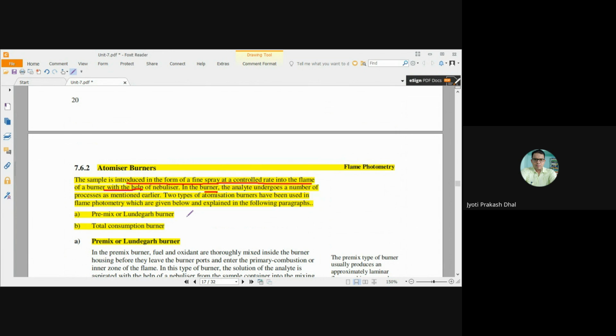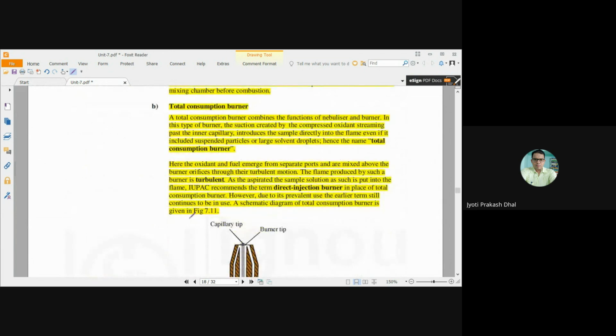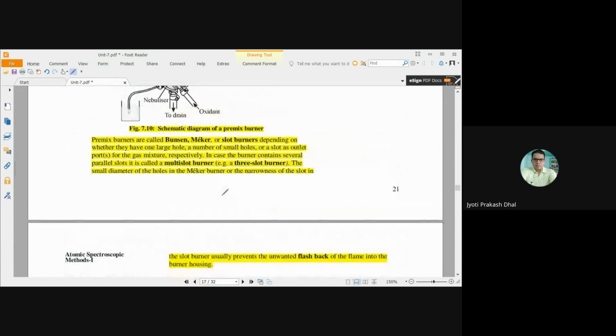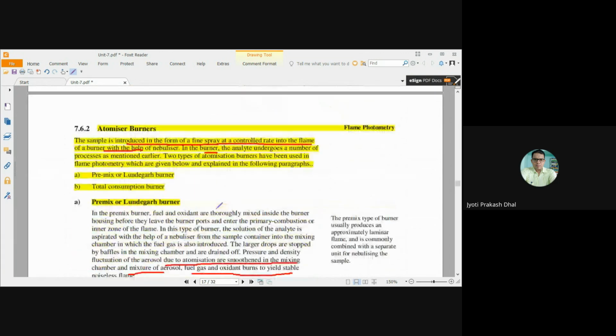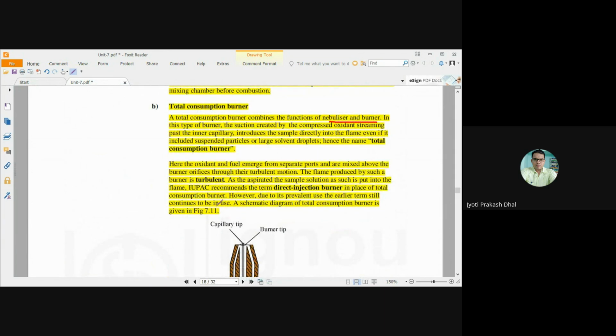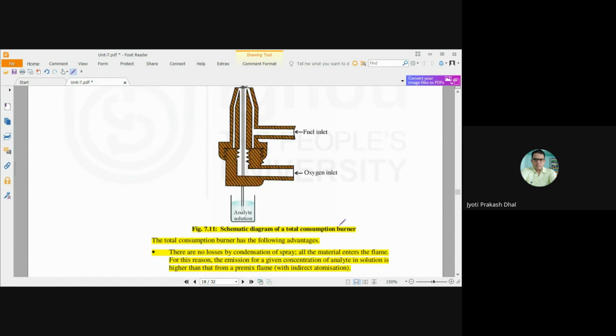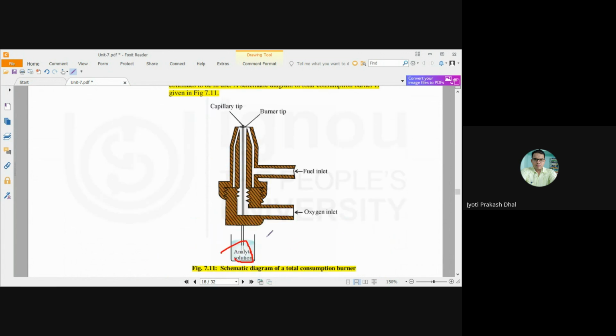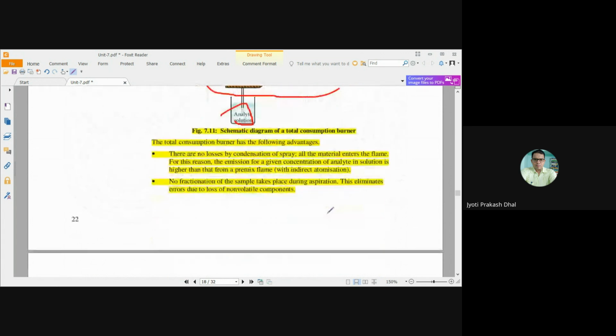Another type of burner is called the total consumption burner. A total consumption burner combines the function of nebulizer and burner. In the premix burner, the nebulizer and burner are in separate parts, but in the total consumption burner the burner itself is both nebulizer and burner. In this type of burner, the suction is created by the compressed oxidant streaming past, and here is the analyte solution. So it is a single part that contains both nebulizer and burner.